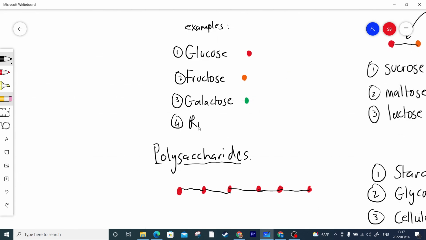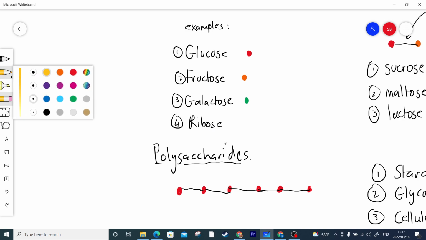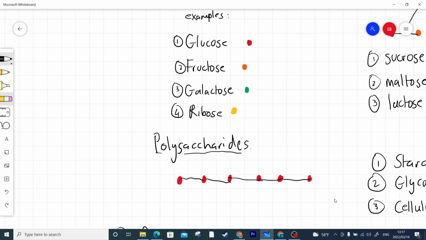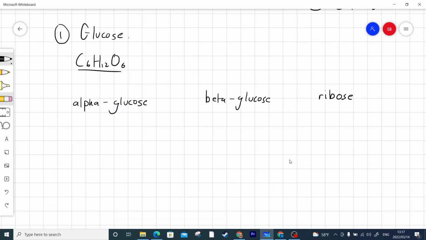Ribose. Just another example. Let's get the colors going. Maybe yellow. Beautiful. Okay. You need to know how to draw these structures. Let's go and do this.